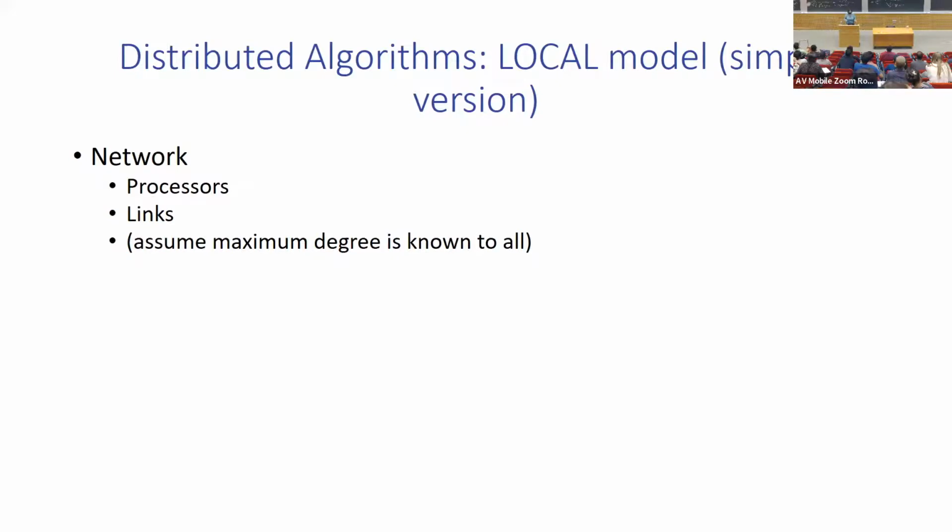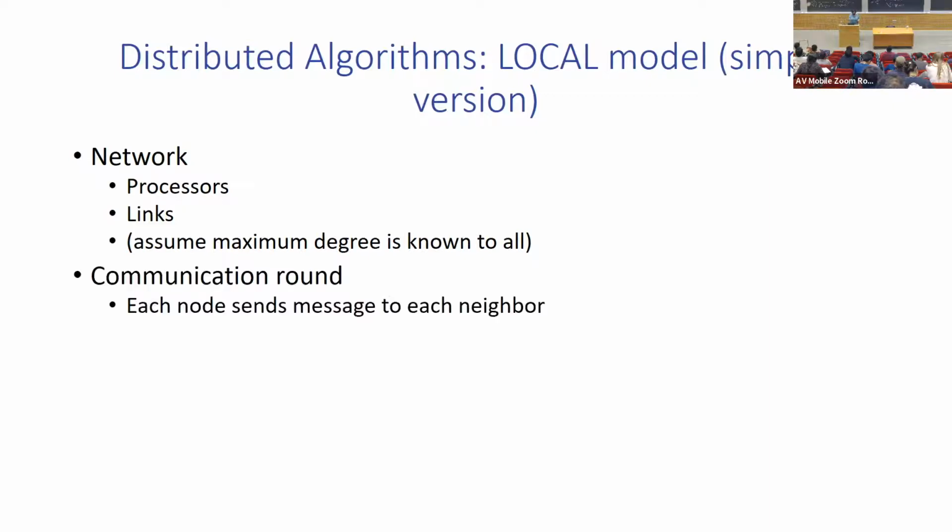Something that's probably not confusing: if you think of distributed computation, you probably assume there are some processors and some links that they communicate on. That part makes sense, right? And it's probably not too big of a step to say, let's assume the maximum degree of this network is D and it's known to everybody. That so far seems okay. Communication round: in each round, each node can send a message to each neighbor. Again, not too surprising.